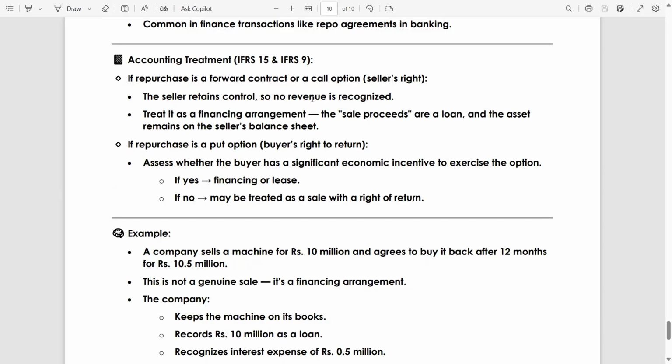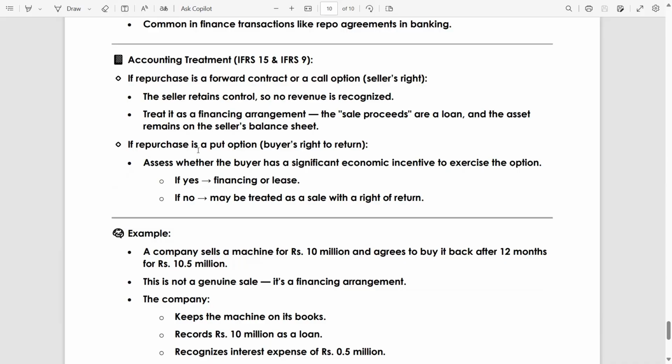Then how will you record this transaction? Treat it as a financing arrangement. The sale proceeds are a loan. The amount you have generated from me on this asset will be treated as a loan. Why a loan? Because after a few months or years you will take that asset back from me, and the asset remains on the seller's balance sheet, means your balance sheet.